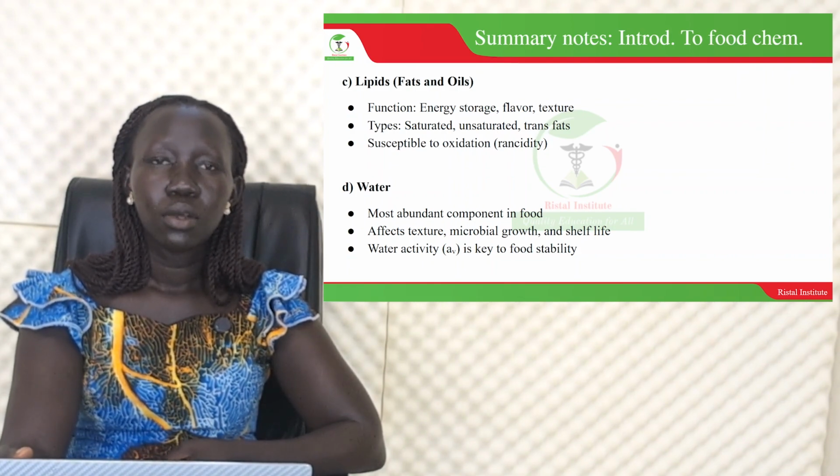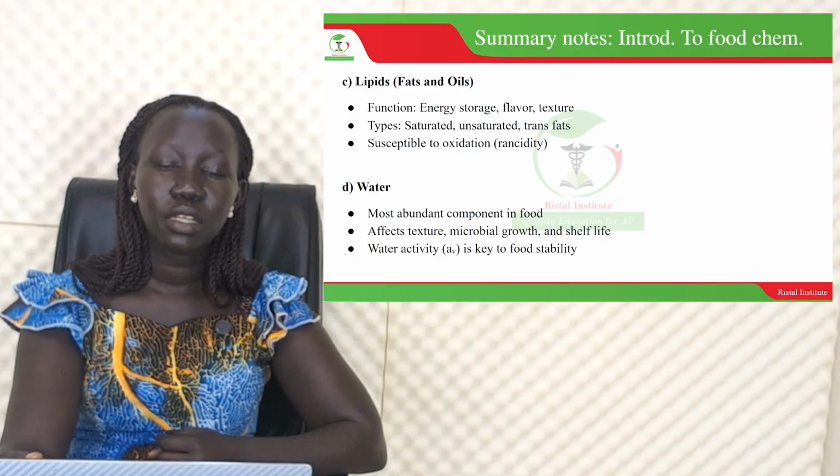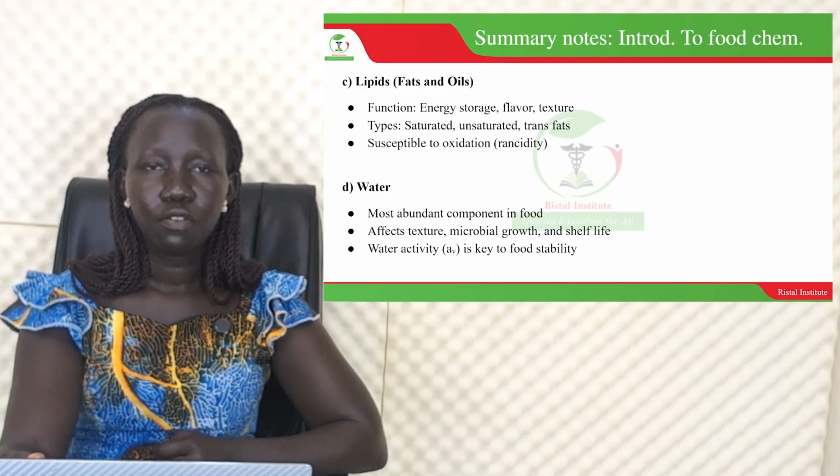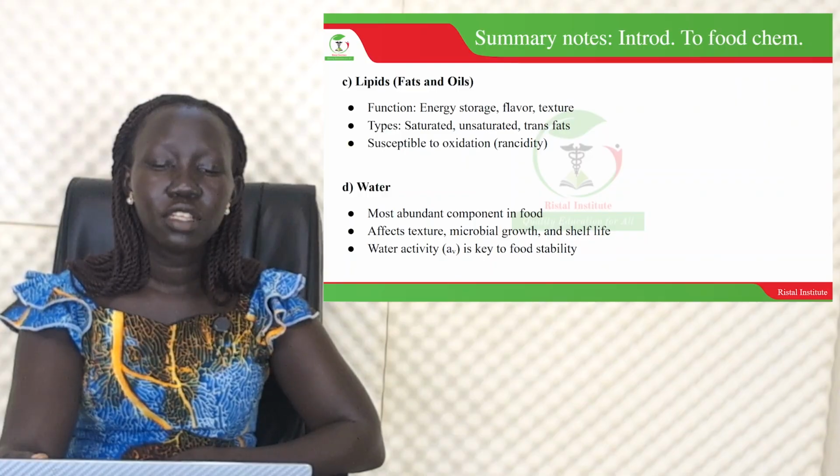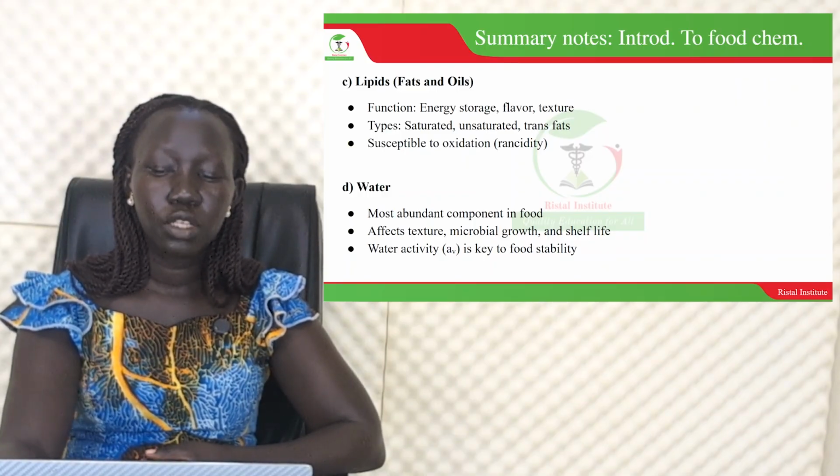And water, we noted that water is the most abundant component in food that affects the texture, the microbial growth, and the shelf life of all food products. The water activity is the key to food stability.